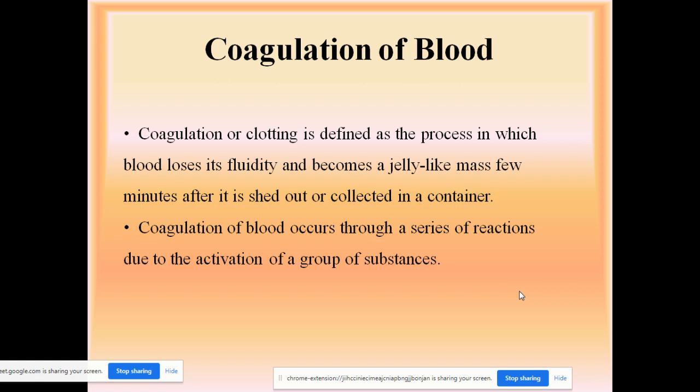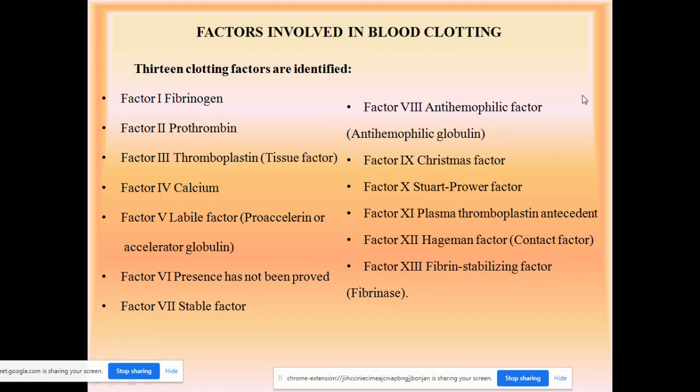ஸோ இது நடக்கிறதுக்கு எவ்வளவு ஏற்பாடுகள் வேணும், எவ்வளவு ஃபேக்டர்ஸ் வேணும் அப்படின்னு பார்த்தோம்னா, there are 13 clotting factors involved in blood clotting mechanism. What are they? Factor 1 is called as fibrinogen. Factor 2 is called as prothrombin. Factor 3 is called as thromboplastin. Factor 4 is called as calcium. Factor 5, it is a labile factor, so it is pro-accelerin or accelerator globulin. Okay, factor 6, the presence has not been proved. Okay, factor 7 is stable factor. Factor 8 is anti-hemophilic factor or anti-hemophilic globulin.